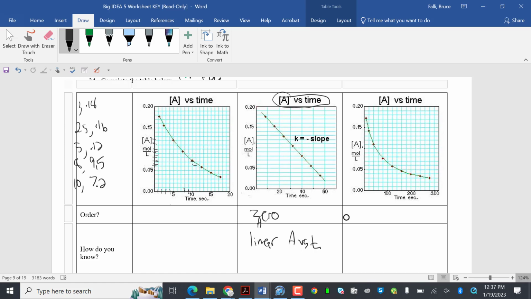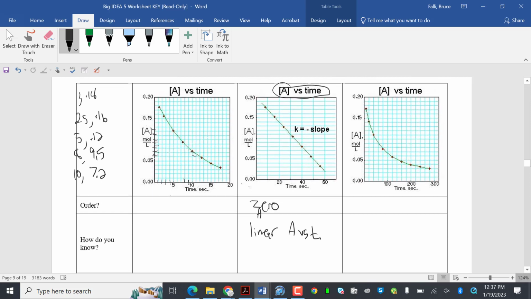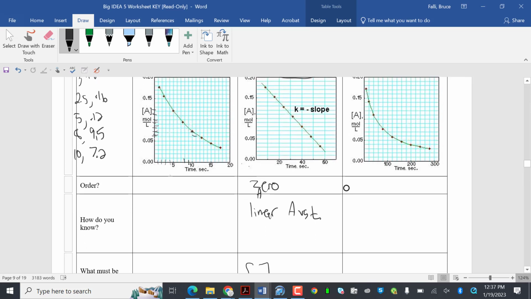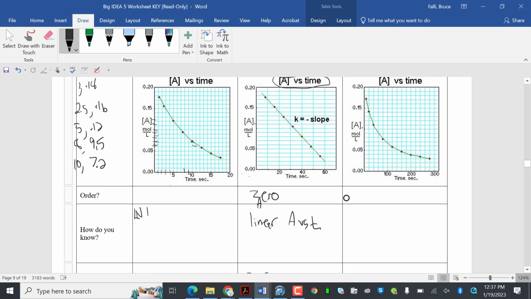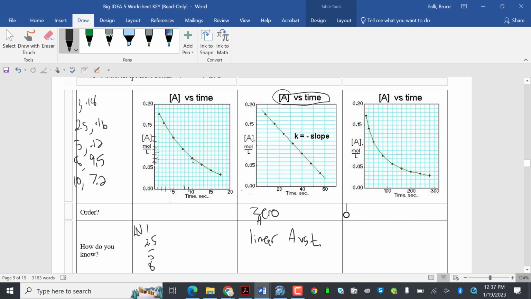And then I'm going to graph those. No, I'm not going to graph that. What I'm going to graph is ln A versus t. So I'm going to do the natural log of 1, natural log of 2.5, natural log of 5, natural log of 8, and so on and so on. I'm going to pause that and throw that in there and tell you what I get. We know already it's not zero, so it's either going to be 1 or 2. When I do the natural log, it will tell me if it's first order.